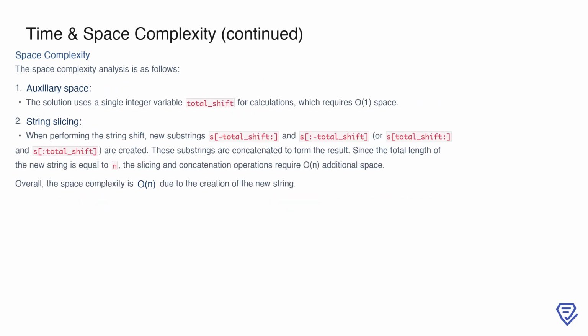Now let's examine the space complexity. The solution primarily uses a single integer variable, total_shift, for all calculations, which requires constant space, O(1). However, when we perform the string shift, new substrings are created due to slicing. For example, s[-total_shift:] and s[:-total_shift] are temporary substrings that are concatenated to form the final result. The total length of these new substrings is equal to the length of the original string, n. As a result, the slicing and concatenation operations together require O(n) additional space. Therefore, the overall space complexity of the solution is O(n), driven by the need to allocate space for the new string.